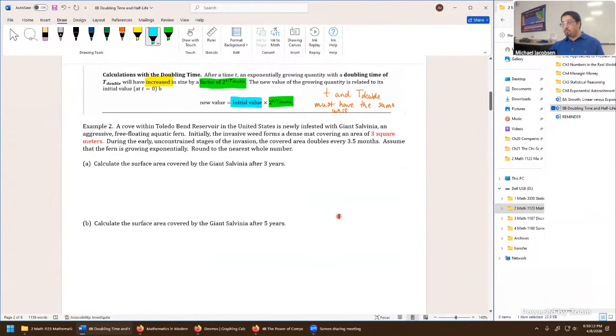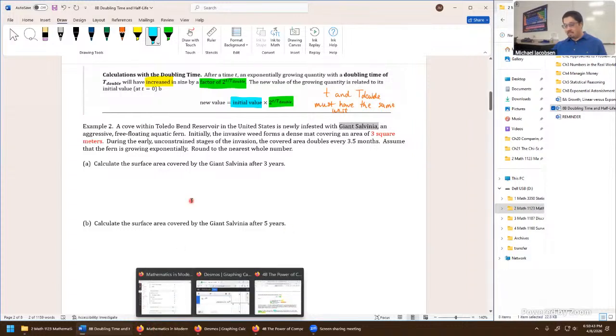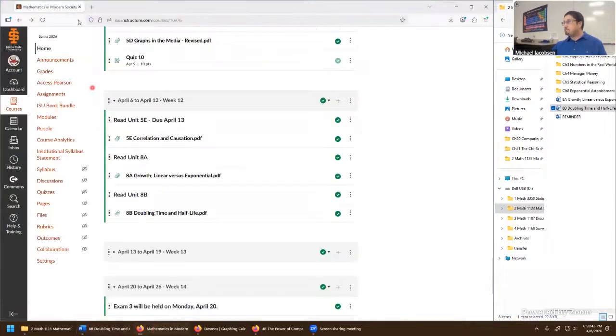This is a brand new formula, so let's park it on paper just for the refresher on it. This says a cove within Toledo Bend Reservoir, so this is a real location in the United States, is newly infested with giant salvinia. I think that's pronounced giant salvinia. This is an aggressive, voracious, free-floating aquatic fern. And just to get kind of a feel for what's going on with this context, let's take a look at that.